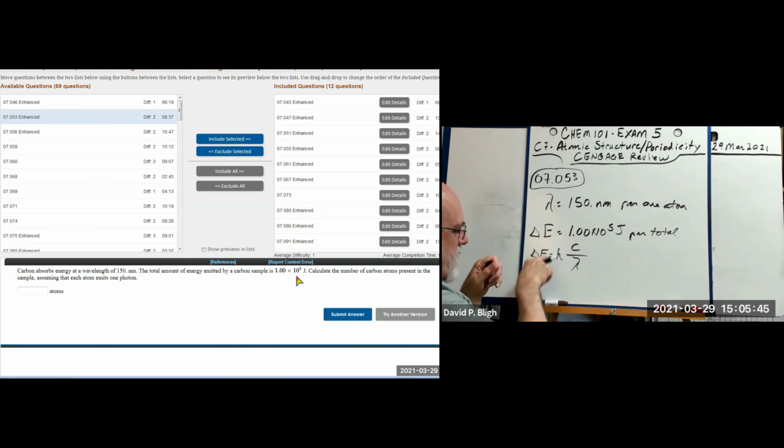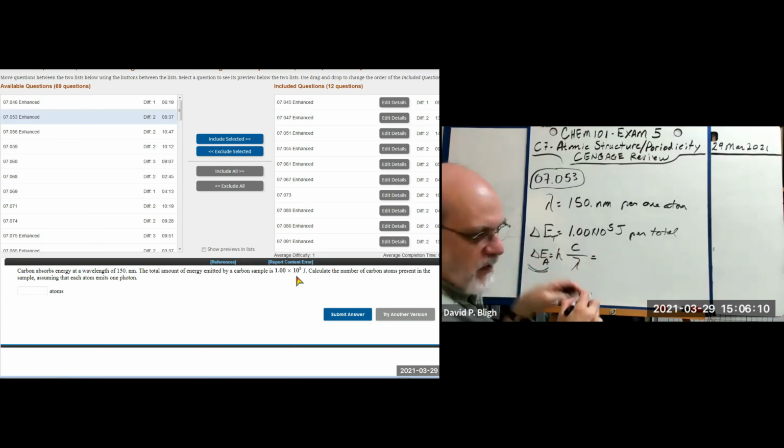This is not the same as that one. This is total, and this is per atom. Okay, see the difference? This is only calculating how much energy change for 1 atom undergoing that transition. Okay, so this is our unknown.